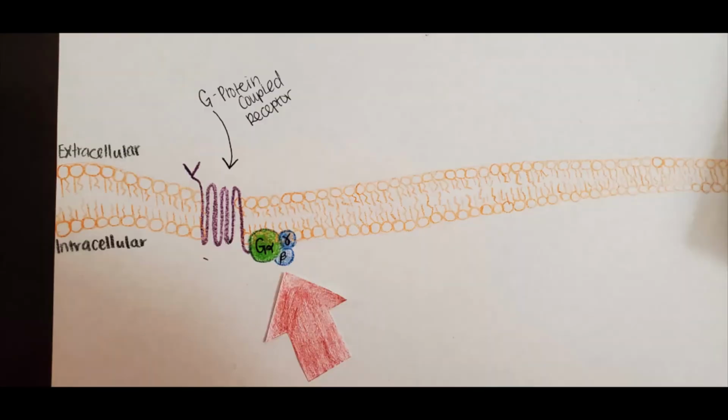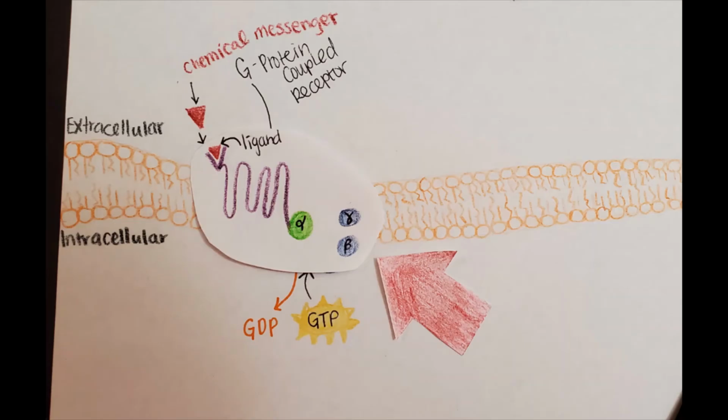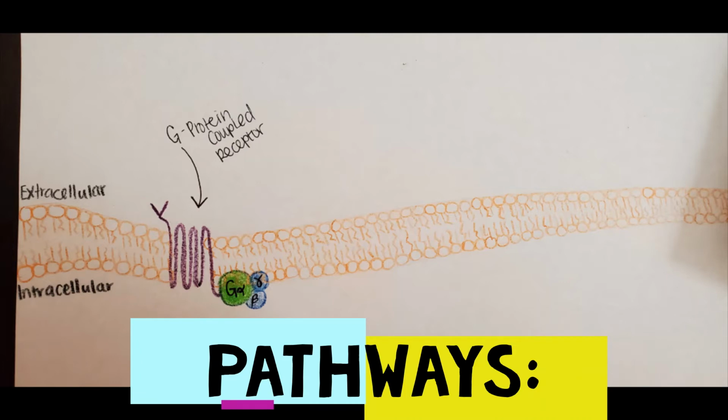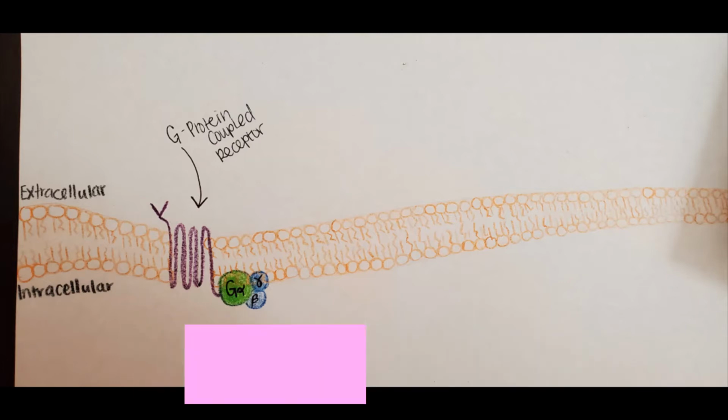Keep in mind that the G-protein is made up of 3 different subunits: the alpha subunit, beta subunit, and gamma subunit. When the G-protein is activated, the alpha subunit dissociates from the beta and gamma subunits. So now we will discuss the pathways in which G-protein coupled receptors relay information within a cell.